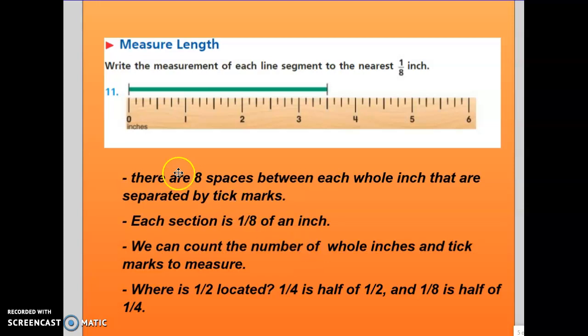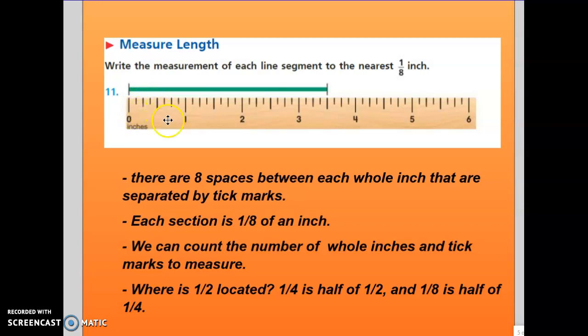So make sure we know where 1/2 is located for each of our whole numbers. Halfway between our whole numbers is our 1/2. So we can find it easily between 2 and 3. Find it easily between 3 and 4. We can find half. However, 1/4 is half of 1/2. So think about this. Here's 1/2. 1/4 is half of that. Where is half of this 1/2 section right here? It's this line right here.